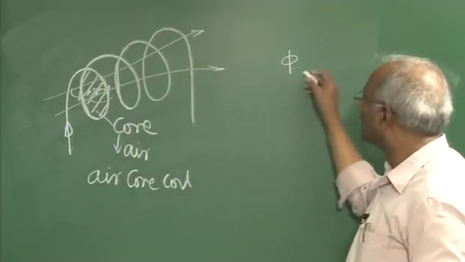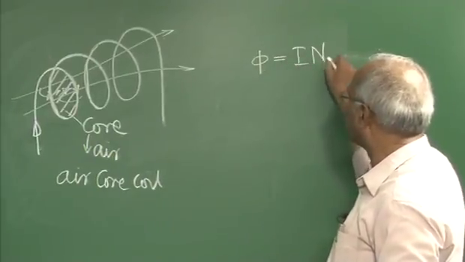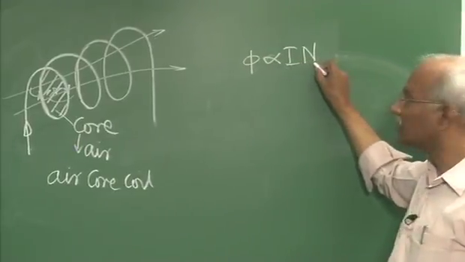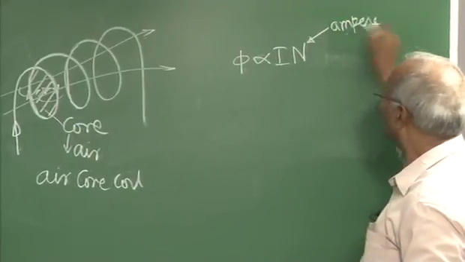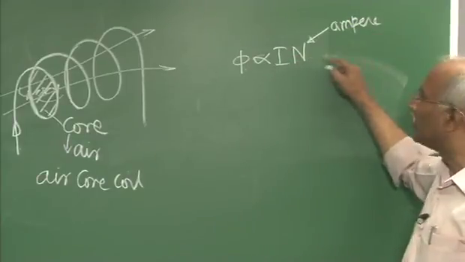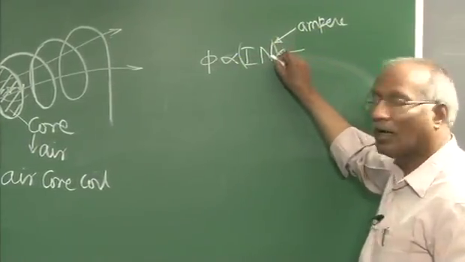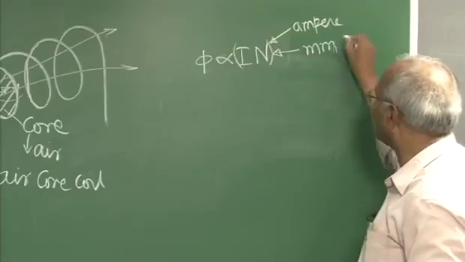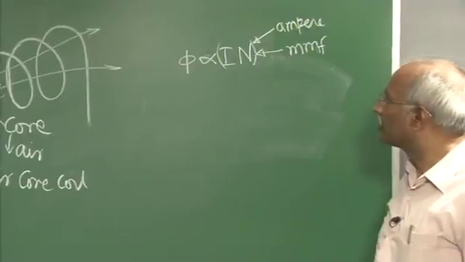So thereby the flux is proportional to the product of current and number of turns. This is proportional to the current and number of turns. Unit of I is ampere and N is nothing but turn. Turn being a dimensionless quantity, it is generally left out. The product of current and the number of turns is called the magnetomotive force, or MMF, which is similar to the electromotive force in case of DC circuits.